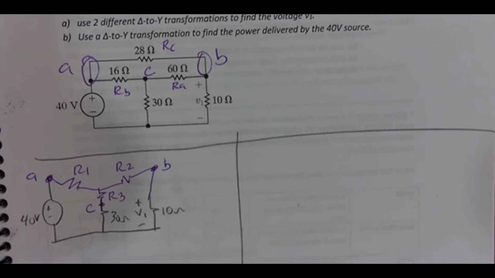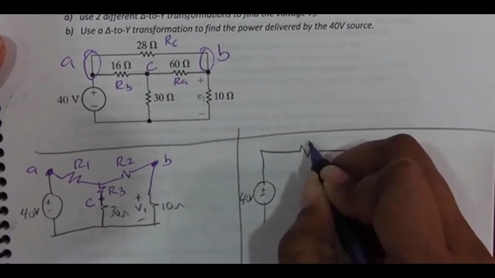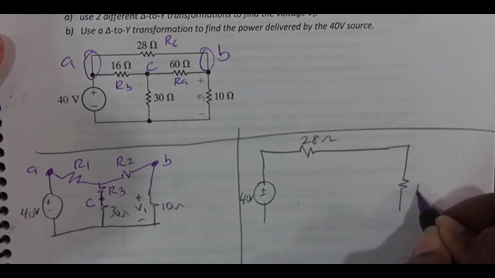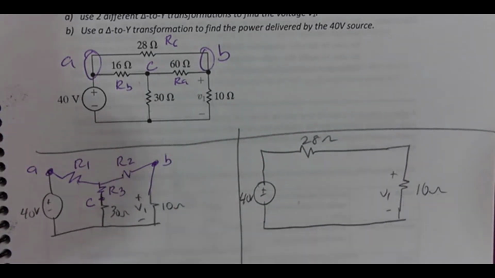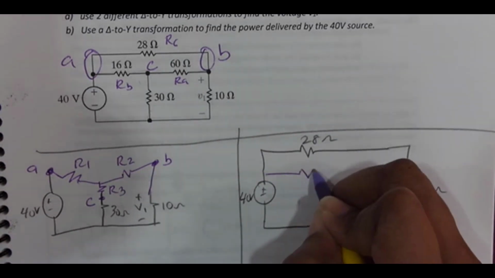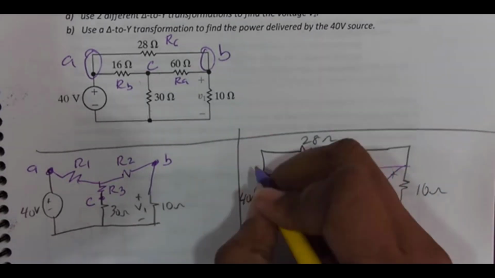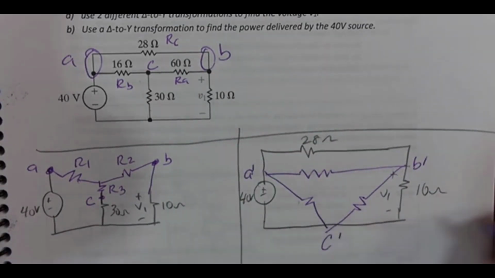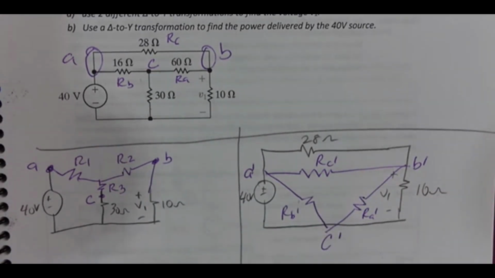So I took a delta and I made it into a Y. The other way I could do this is I'm going to take that Y at the bottom and make it into a delta. So I'm going to have 40 volts, 28 ohms across the top, and 10 ohms over here, plus minus V1. And then that Y in the middle becomes a delta. So if I call this A prime, B prime, and C prime, this is RC prime, RA prime, and RB prime. This is two different ways to simplify the circuit.